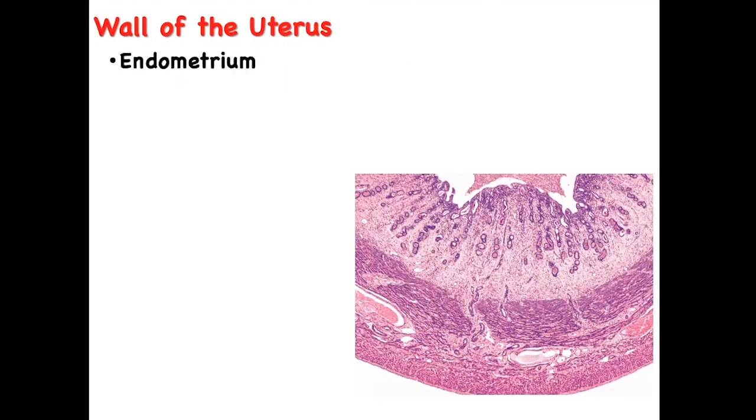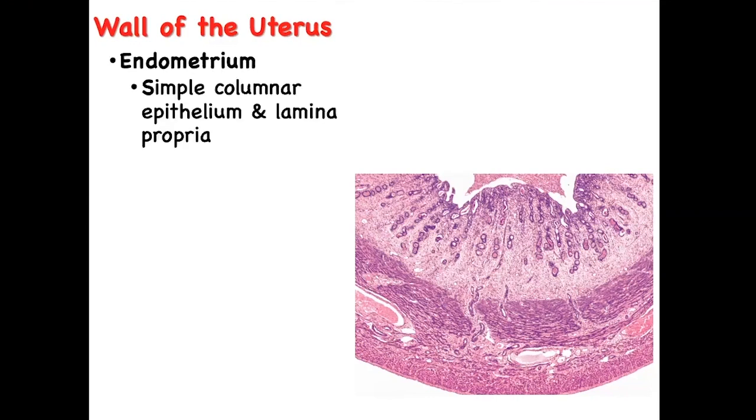We'll begin with the endometrium. It consists of simple columnar epithelium and lamina propria. The lamina propria is connective tissue and can be seen in this area here. In addition, there are endometrial glands that secrete a glycogen-rich substance that will be used as a nutrient for the conceptus. The conceptus is the developing offspring.